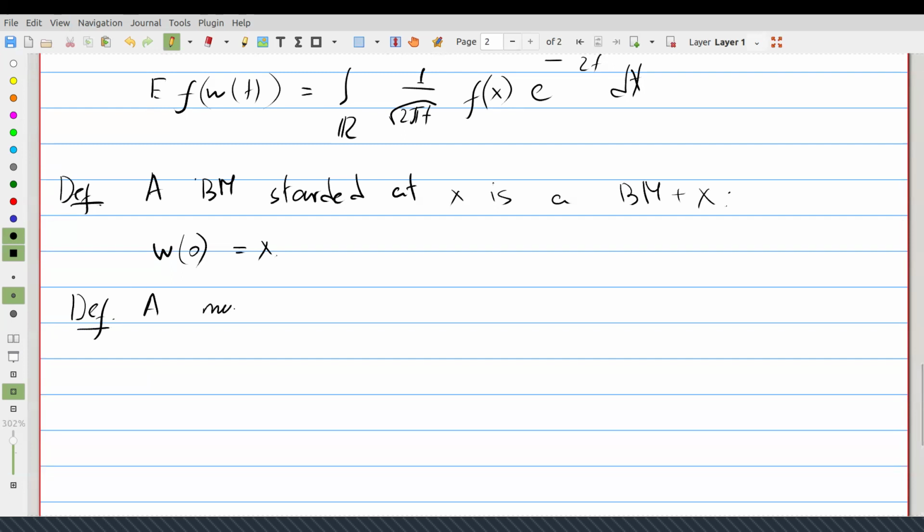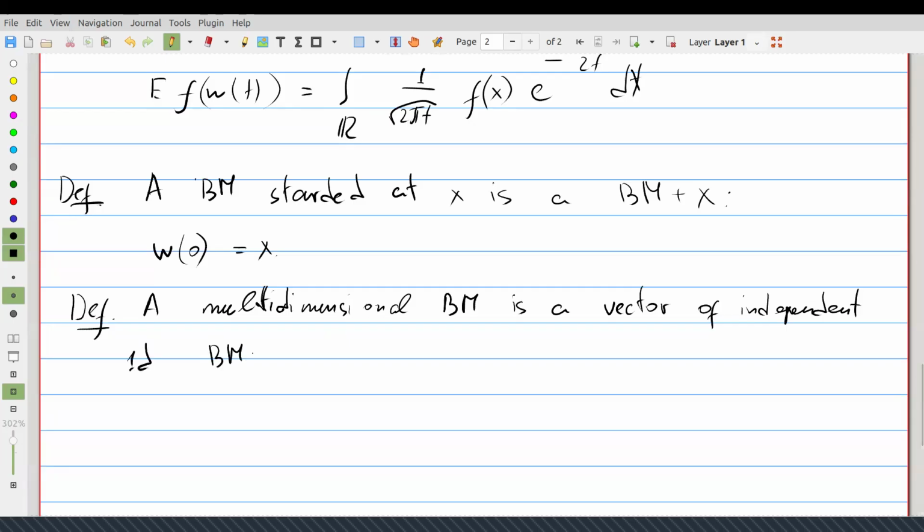And now a multi-dimensional Brownian motion is a vector of independent one-dimensional Brownian motions. So we just have W^1, ..., W^n in R^n.